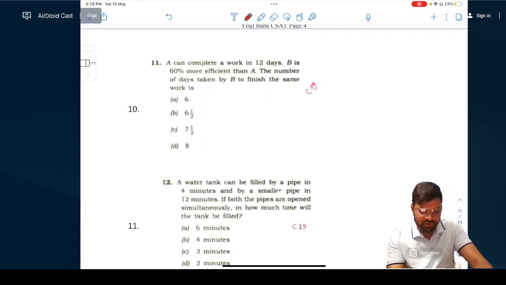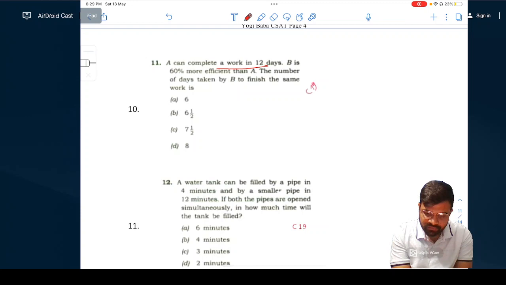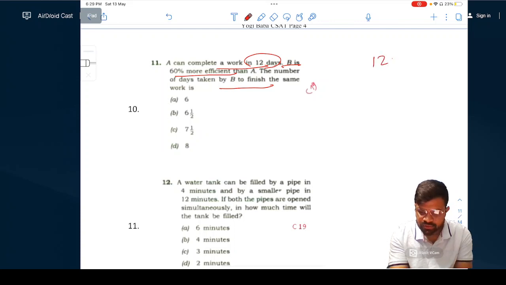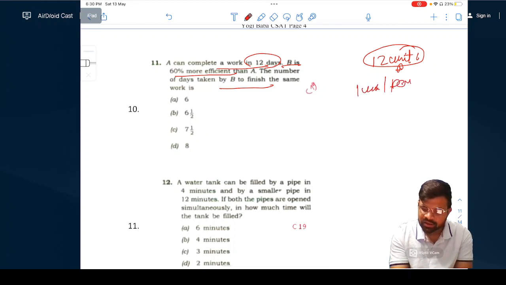10th question. Now A can complete the work in 12 days. B is 60% more efficient than A. The number of days taken by B to finish the same work. Okay, so let's assume 12 units of work is there. A is doing 1 unit per day. B is 60% more efficient. B will do 1.6 units per day.